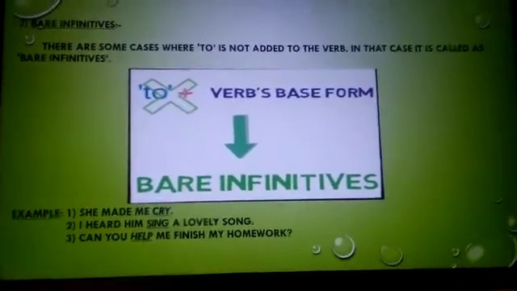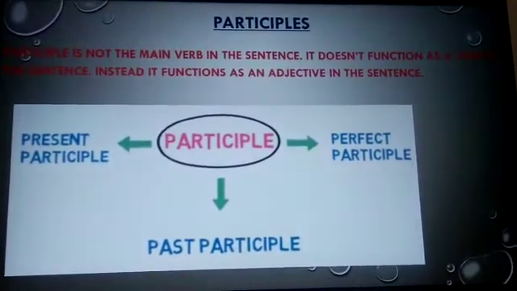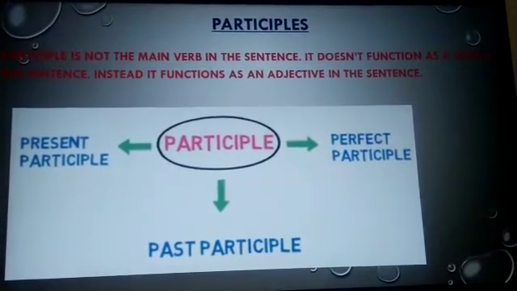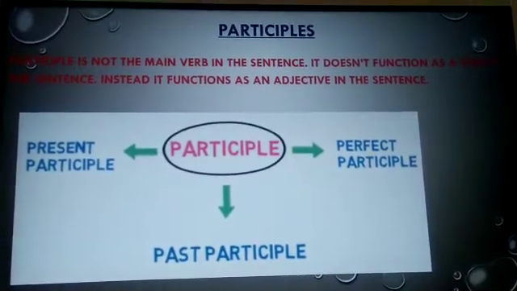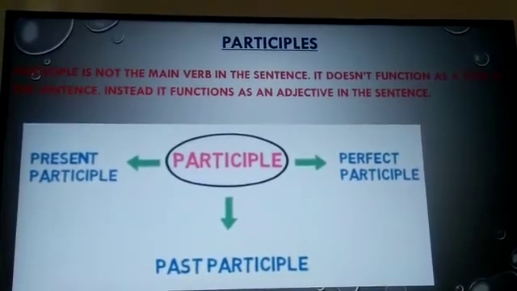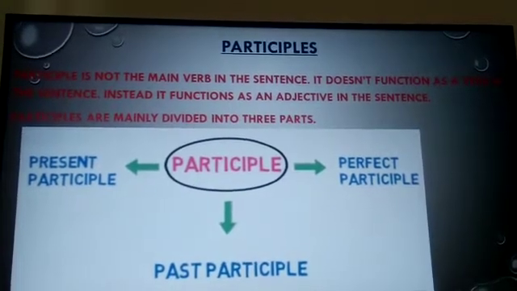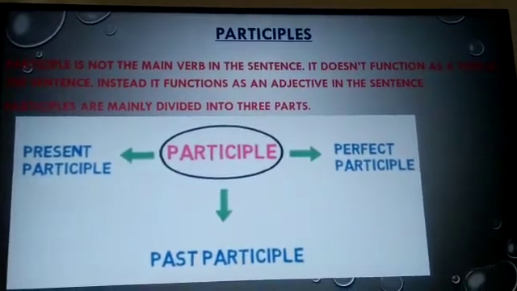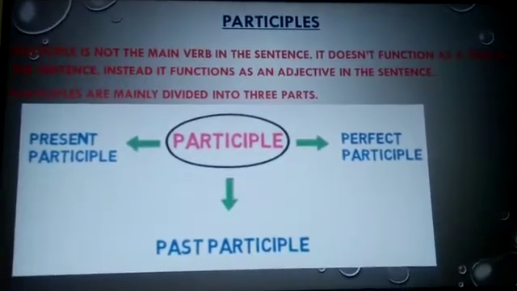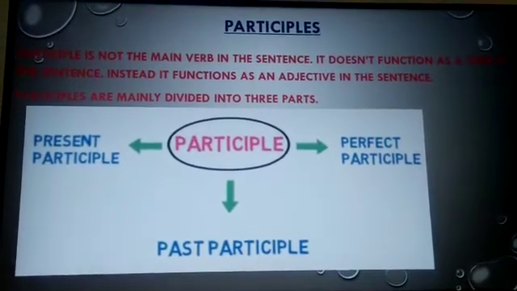Now let us move on to the last topic, that is participles. A participle is not the main verb in the sentence. It doesn't function as a verb in the sentence. Instead, it functions as an adjective in the sentence. Participles are mainly divided into three parts, that is present participle, past participle and perfect participle. We will see all three parts of participle in detail with examples.